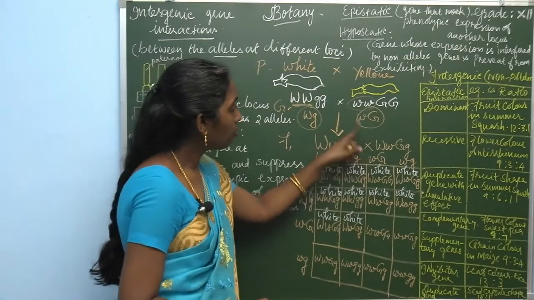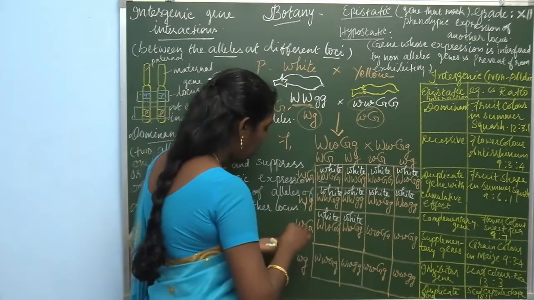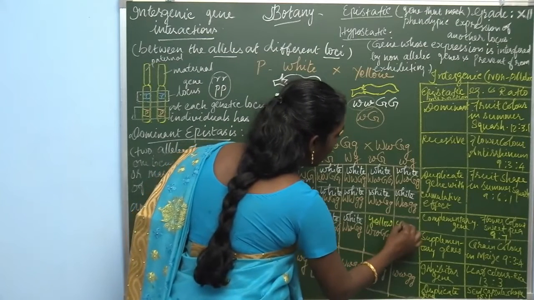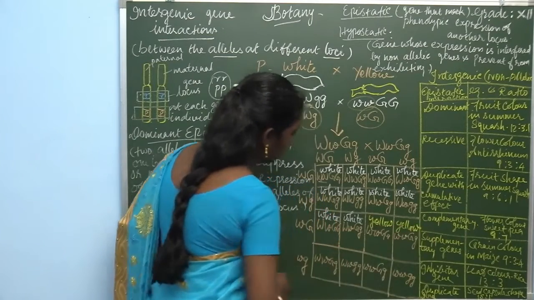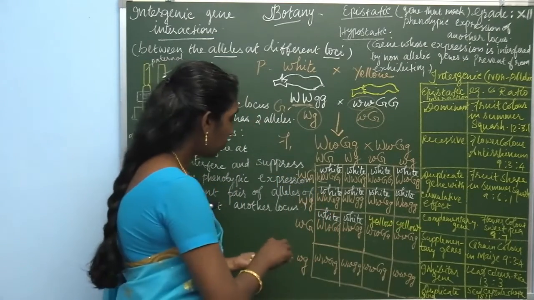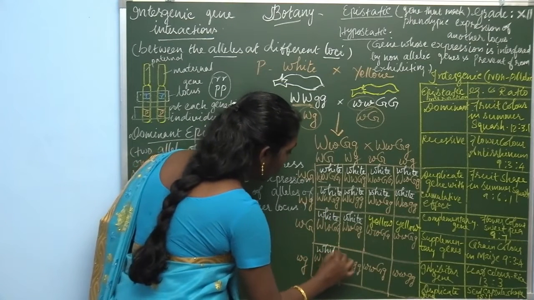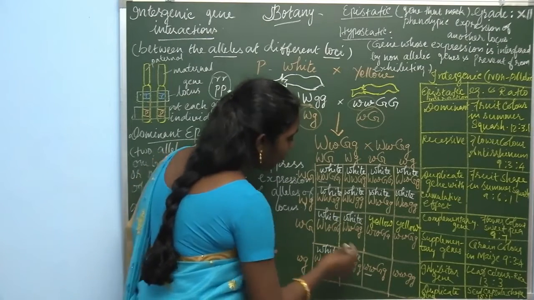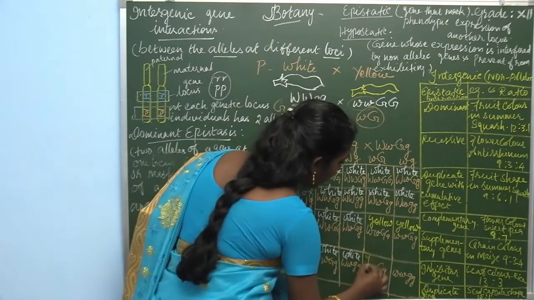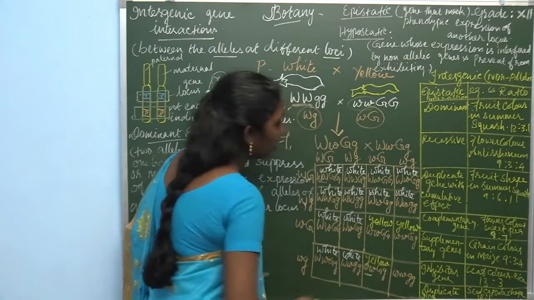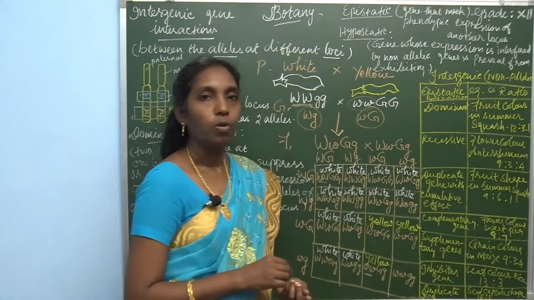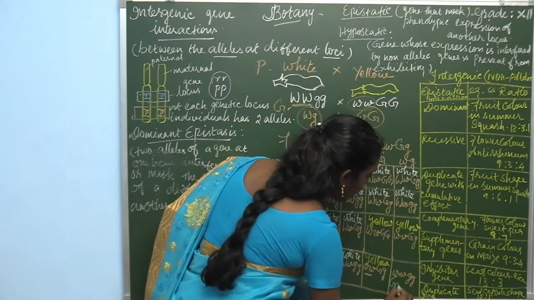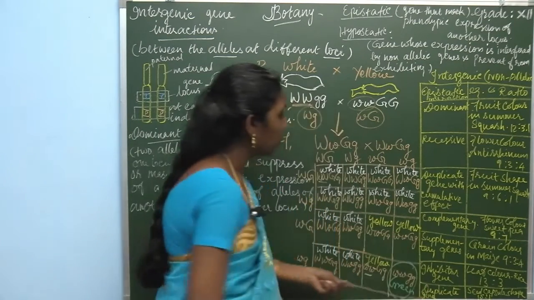Wherever this small w is present, it gives yellow. The fruit color is yellow. Here also small w, so it gives yellow color. And here it is capital W, so wherever capital W is there, it gives white. Here capital W, so white. Here small w, so it gives yellow. And finally, this small w, small g, which gives the green color. So, this is the one that gives green.